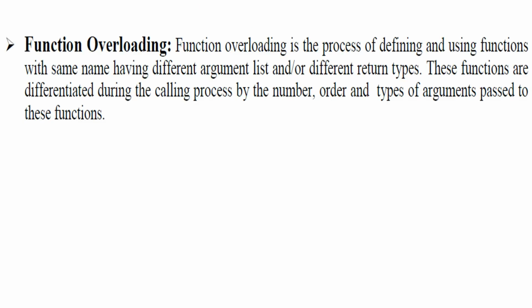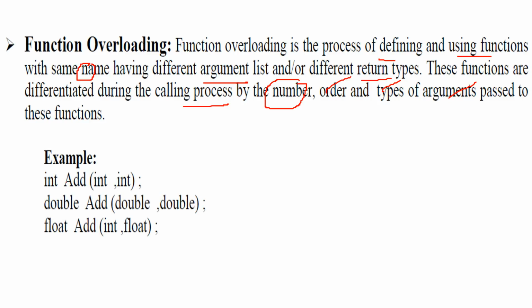Function overloading. Function overloading is the process of defining and using functions having the same name. They may have different argument lists and different return types. These functions are differentiated during the calling process by the number of arguments, the order of the arguments, and the types of arguments passed to them. For example, all three functions have the same name, but their types are different. This one has integer, the other has double, and the return type is also different.